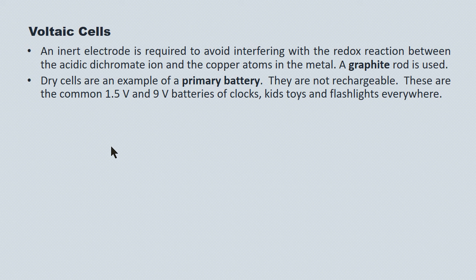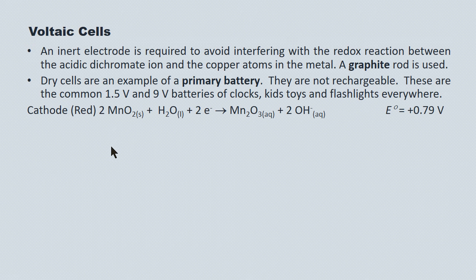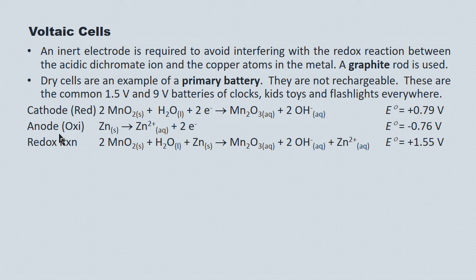Again, dry cells are an example of primary batteries. They're not rechargeable. The common ones are 1.5 volts or 9 volts, and they drive a lot of consumer electronics. Here's an example, the manganese dioxide zinc dry cell. The cathodic reaction is the reduction you see here. The reaction at the anode is the oxidation here. And here's the overall reaction, 1.55 volts.